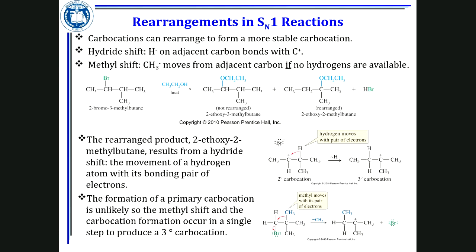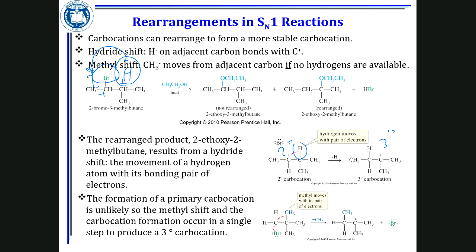When the bromine leaves here, you get a plus charge, and that plus charge is going to be a secondary carbocation. If there is a hydride shift, that means the hydride would move to this carbon, and the plus charge would move to the adjacent carbon. You go from secondary to a tertiary carbocation. So there is a benefit, and you are going to have a shift of the hydrogen, the hydrogen with the pair of electrons.